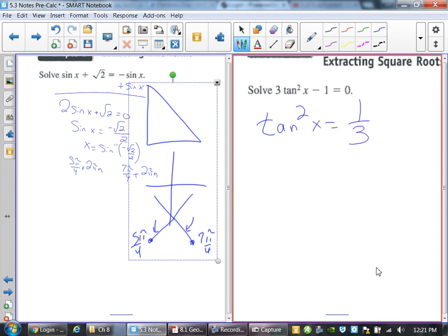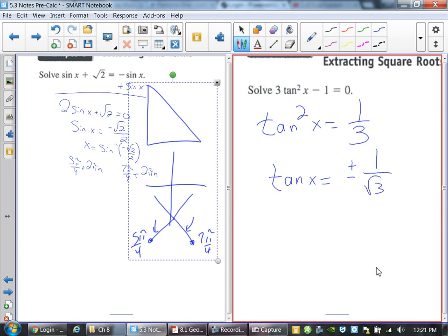How do you undo squaring? Square root. Now you're taking a square root over an equal sign, so what do you have to put on both sides? Plus minus. You gotta do plus minus. So you get tangent of x equals plus minus 1 over root 3.